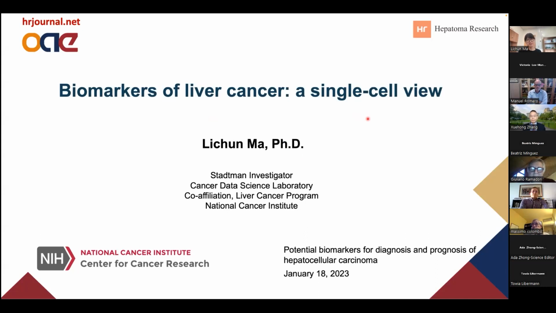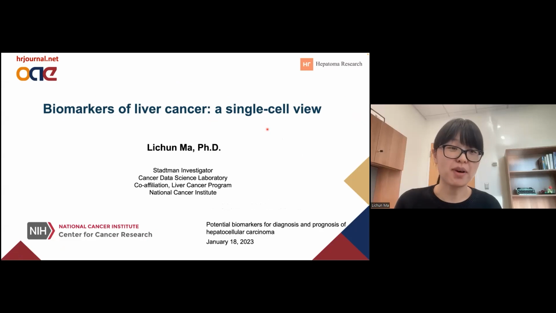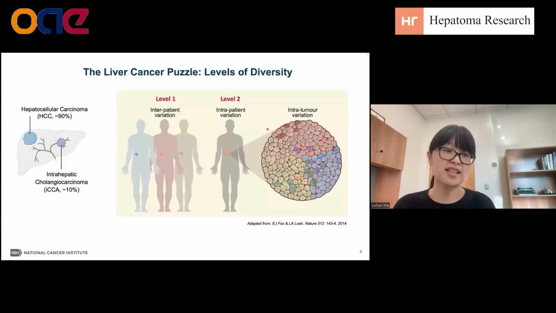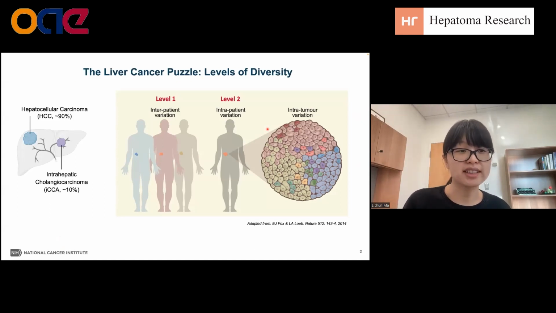So my lab focuses on developing systems biology approaches to understand liver tumor biology by using single-cell spatial approaches. Today, I will talk about biomarkers of liver cancer from a single-cell view. As you all know, liver cancer comprises two clinical subtypes, hepatocellular carcinoma and intrahepatic cholangiocarcinoma, accounting for about 90% and 10% of liver cancer respectively.